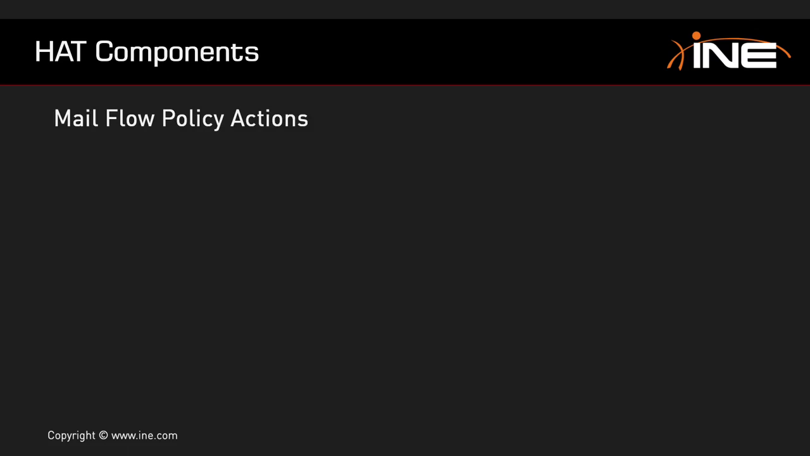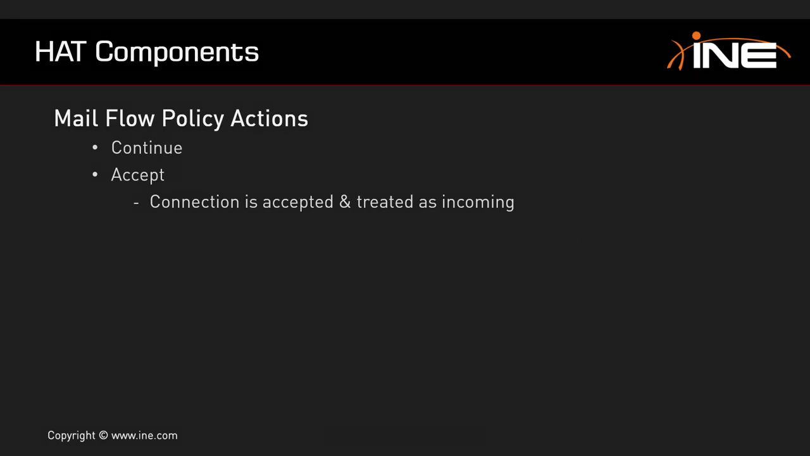Okay, so let's now take a look at those actions. Continue. This is the only action that is deemed as non-final. The same exact approach as with the web security appliance. When you say continue, it means that you don't know what you want to do with a connection at this point. You want to evaluate the table further. Okay, accept. This means that the connection will be accepted and the message is going to be treated as incoming. But we will still use the recipient access table to decide whether we want to accept the message or not.